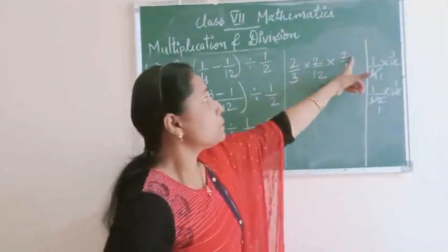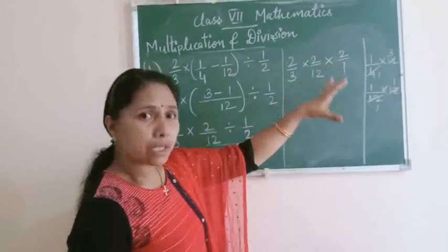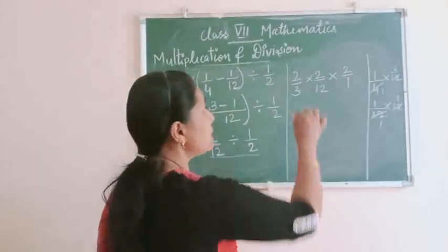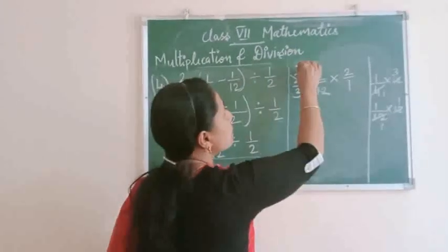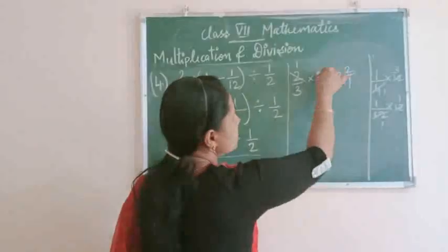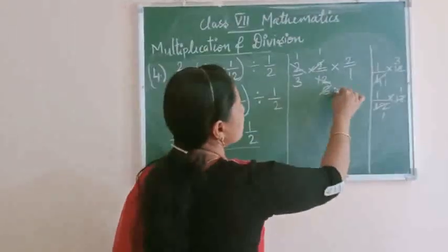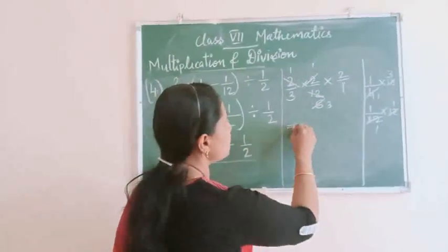Now it became multiplication. All the three fractions you have to multiply together. Either you can multiply the numerators together and multiply the denominators together, then reduce. Otherwise you can cancel. Any one method you can use. Here I am cancelling this 2 and 12. 2 divided by 2, 1, 12 divided by 2, 6 will come. Again this 2 and 6 you can cancel. Here 1 will come, here 3 will come. Now no number you can cancel.